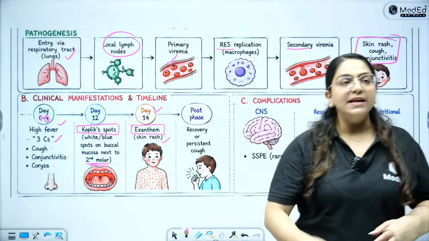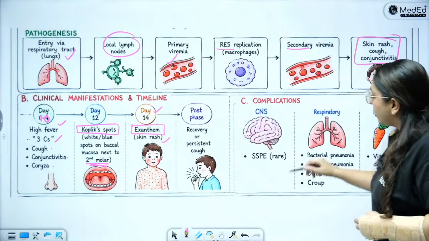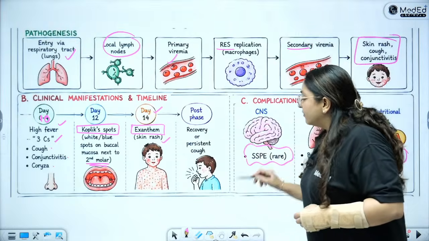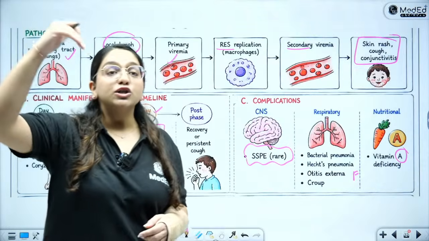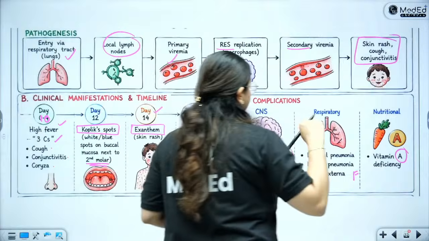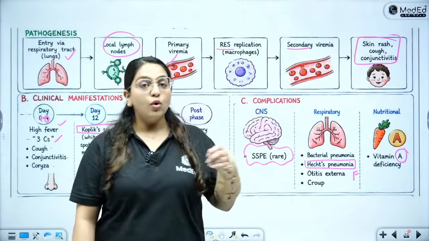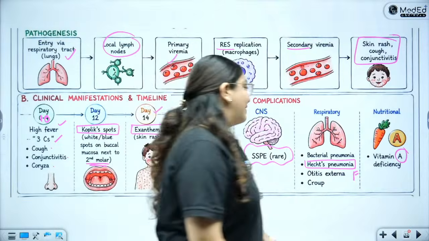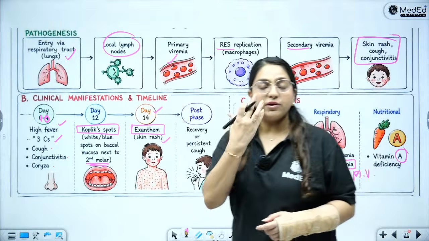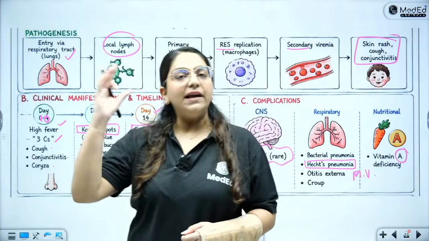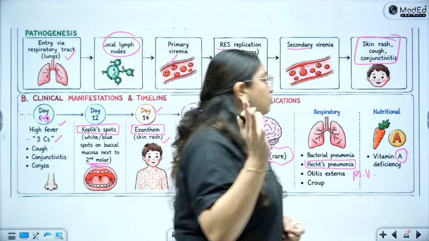It can cause complications in the brain, in the respiratory tract, and vitamin A deficiency. The brain complication is called SSPE, subacute sclerosing panencephalitis, which is a type of chronic, slowly progressive encephalitis. In the respiratory tract, Hecht's pneumonia, which is the pneumonia caused by the measles virus itself. And everything which is present in the respiratory tract can always complicate the ear, so this can also cause otitis media.